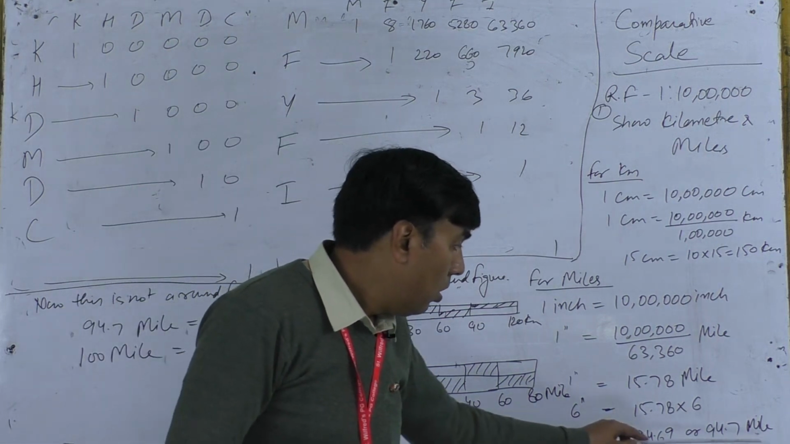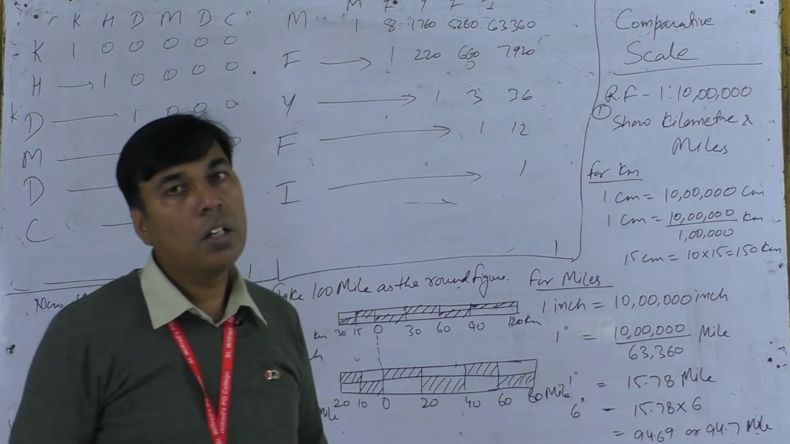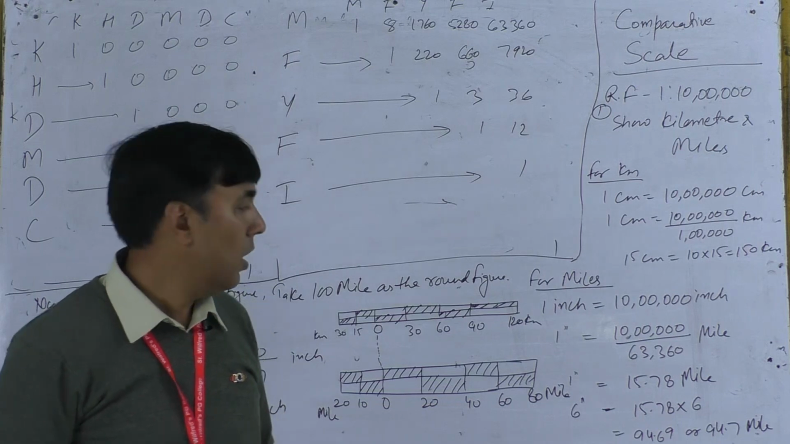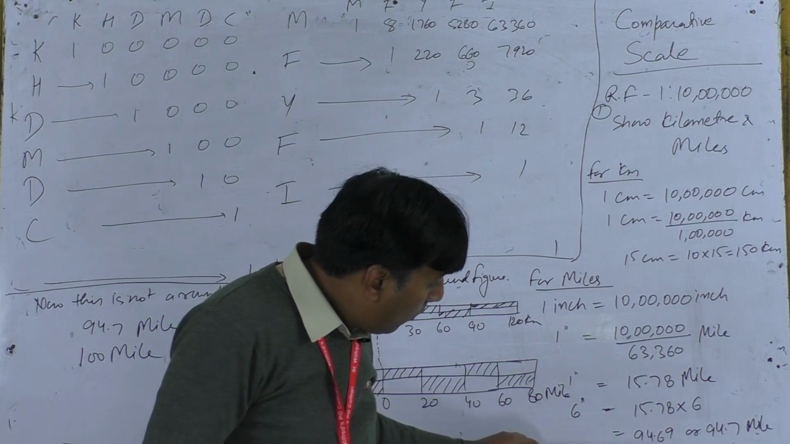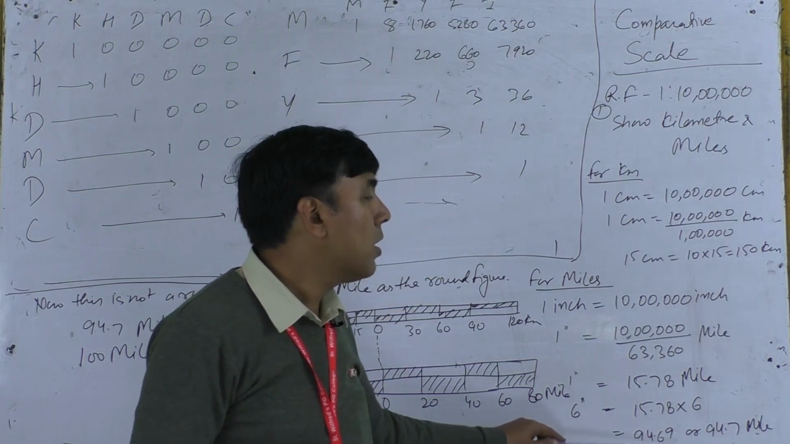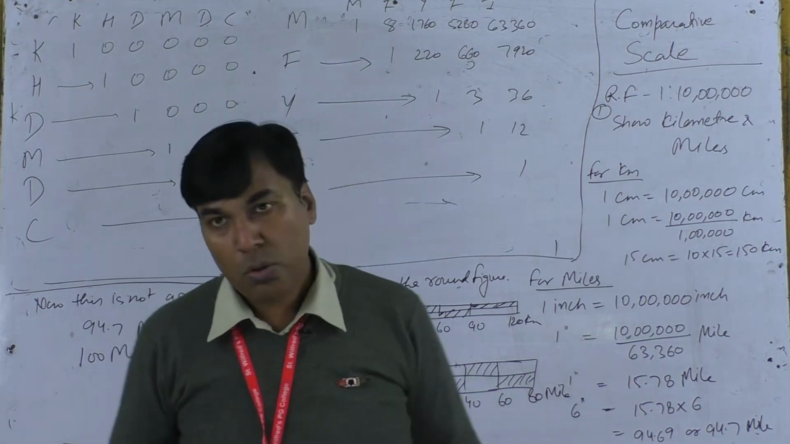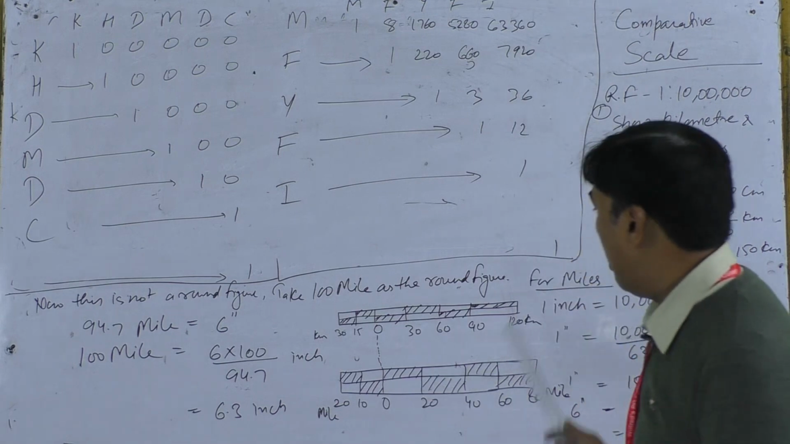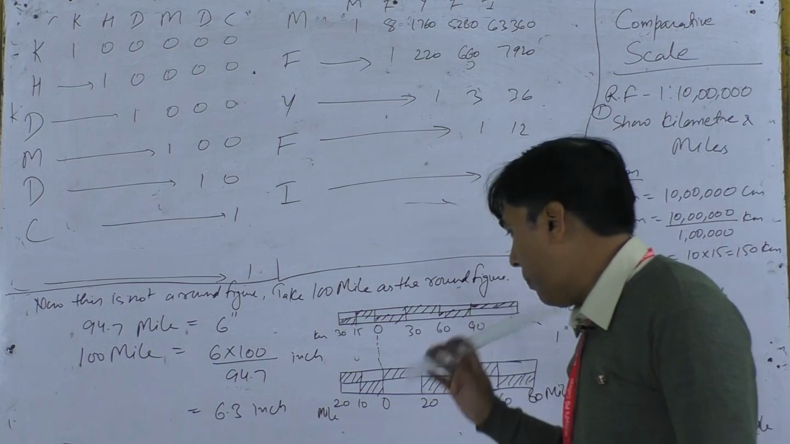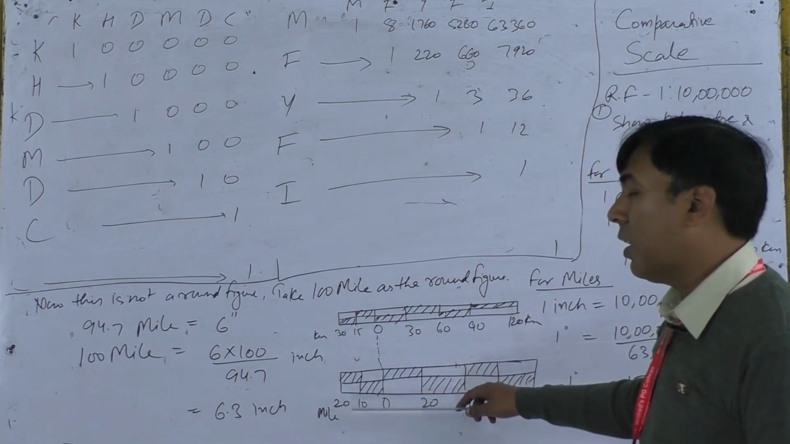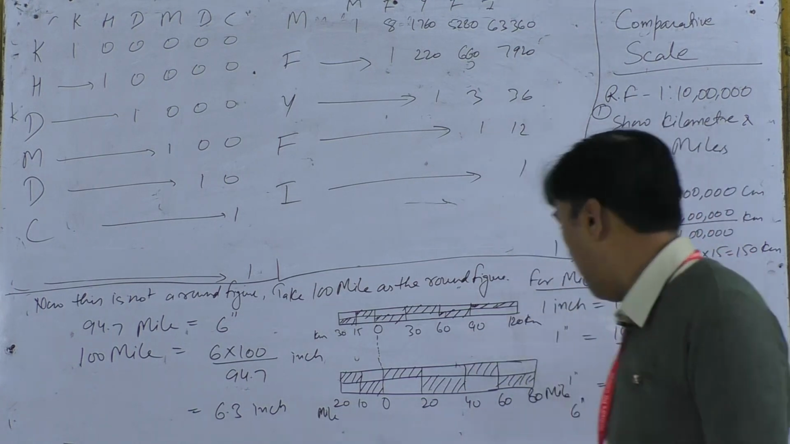But look here, this answer is not in a round figure. Here we are seeing that the answer is in decimals also, 94.69 miles or 94.7 miles. But we should remember, whenever we show the value or distance on the graphical scale, we should use a round figure. Remember that, round figure.